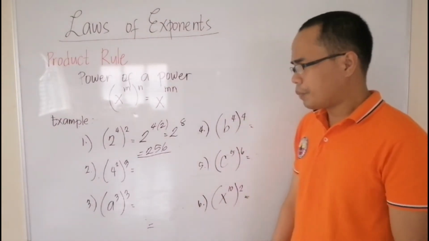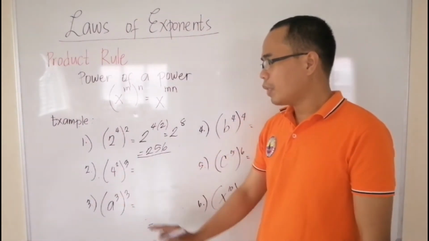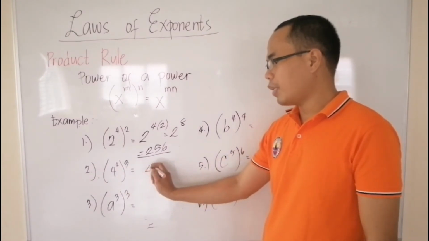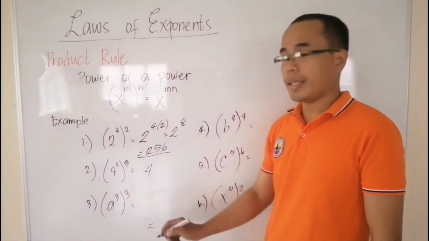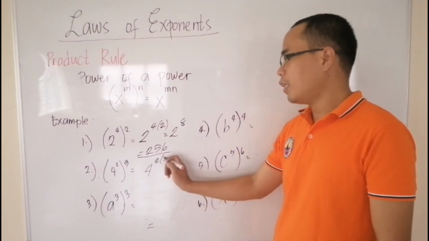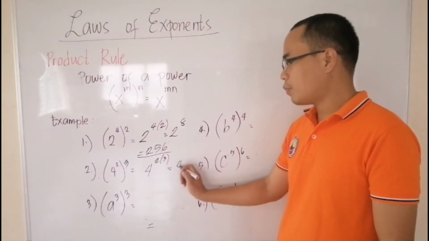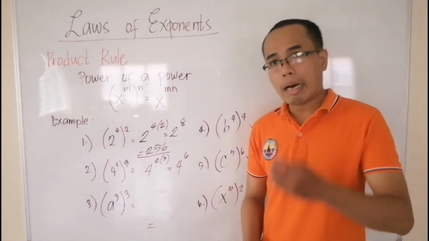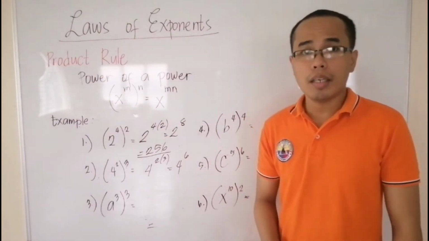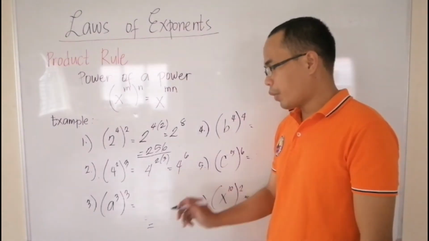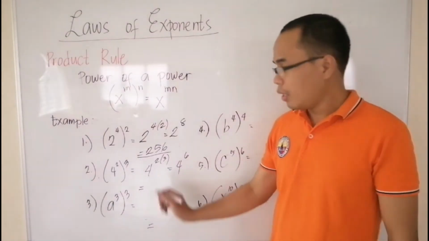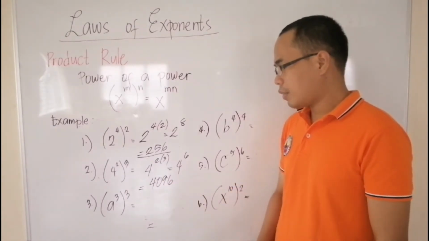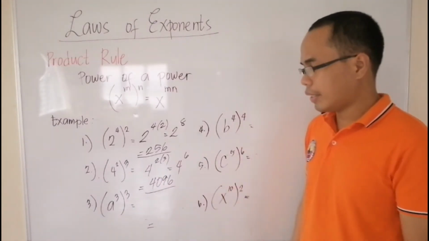How about number 2? So 4 is 2, and then meron exponent sa labas na 3. So copy natin yung base na 4, and then multiply ng exponent na 2 times 3. So it becomes 4 raised to 6. So 4 is ibig sabihin, 6 na beses natin i-multiply yung 4. So equivalent natin yan ay 4,096. Okay, yan ang sagot natin.